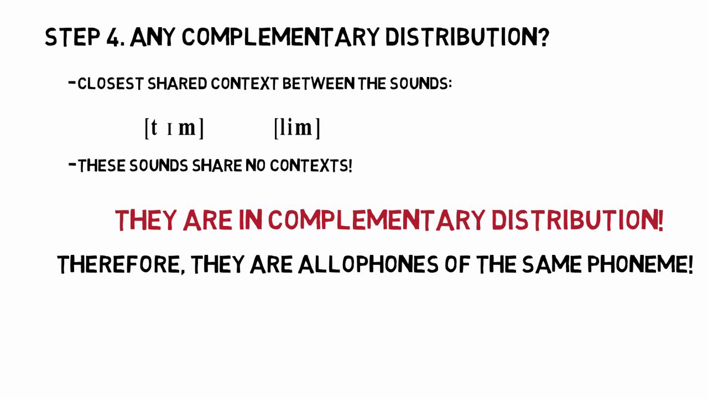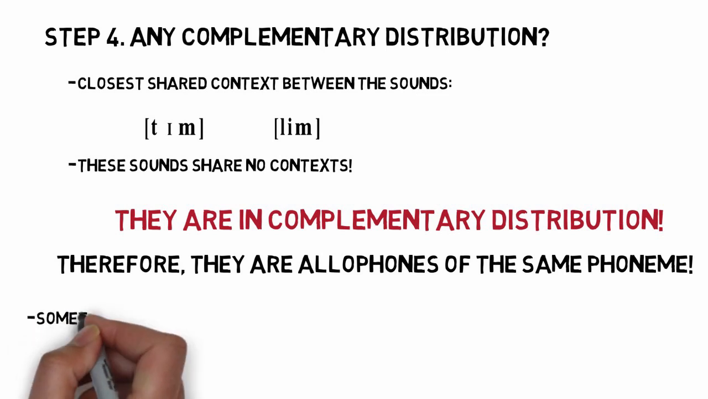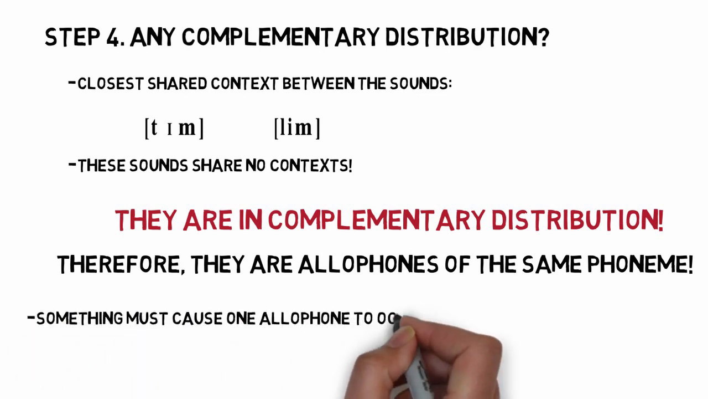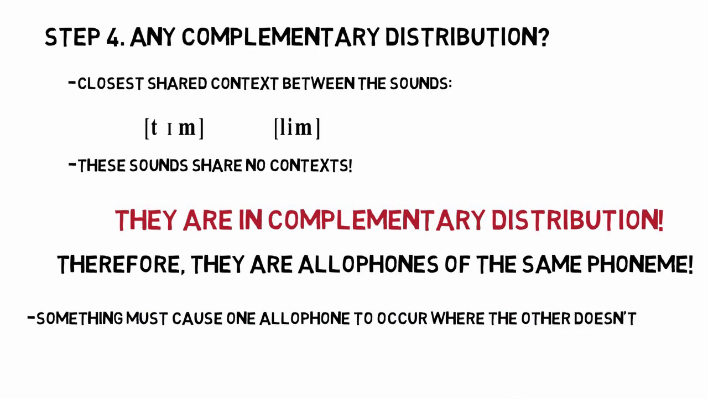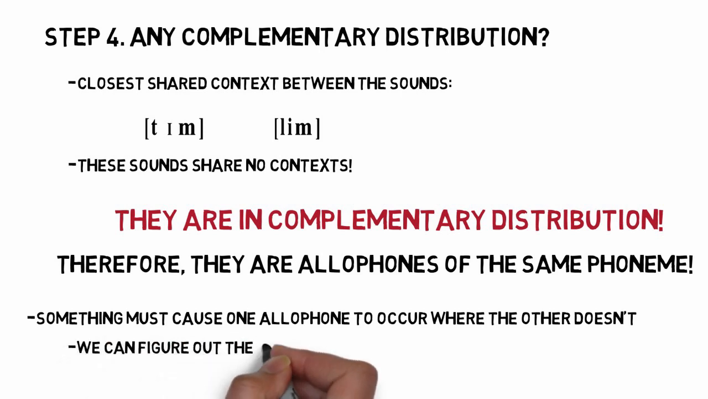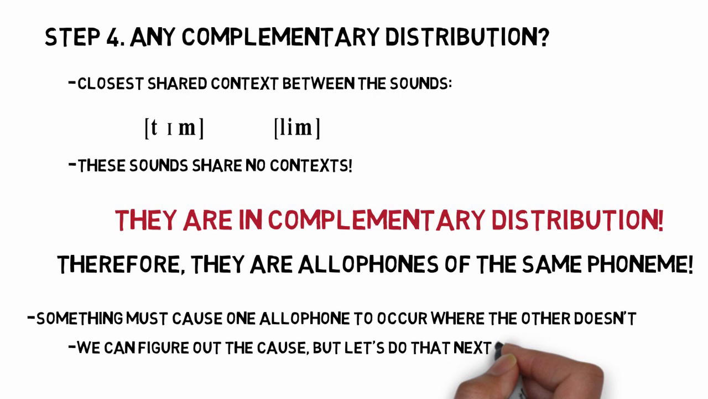We know that they are variations of the same phoneme, and that something causes one to occur where another doesn't. Recall the Superman example. The thing that causes Superman to occur is danger. I'm not really sure that we can say danger is what causes E to occur versus I. But we can figure out what causes one sound to occur instead of the other. And we'll go through this, but we'll save that for the next video, as it's a bit more involved.